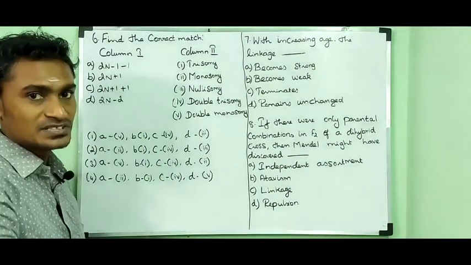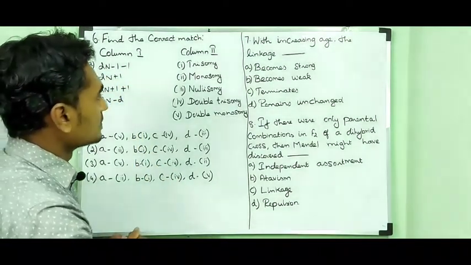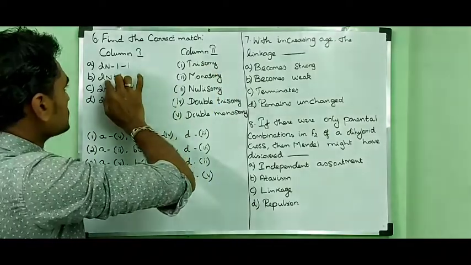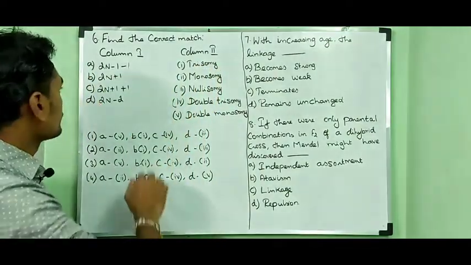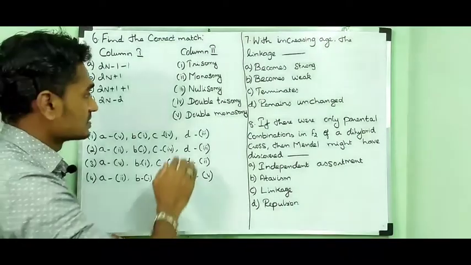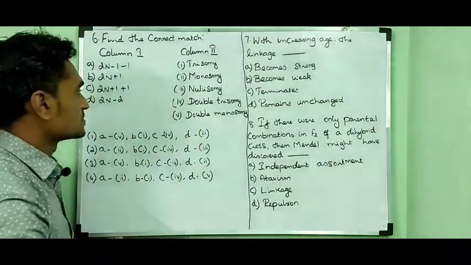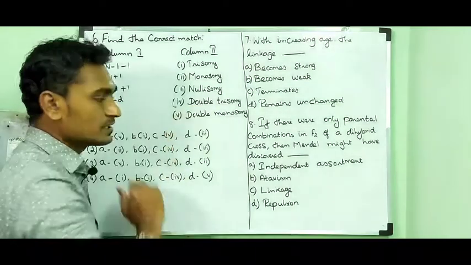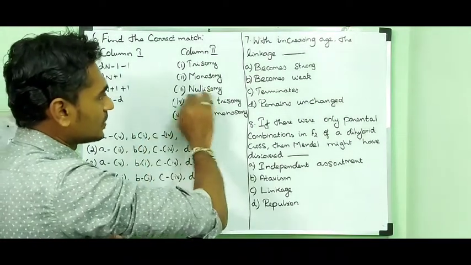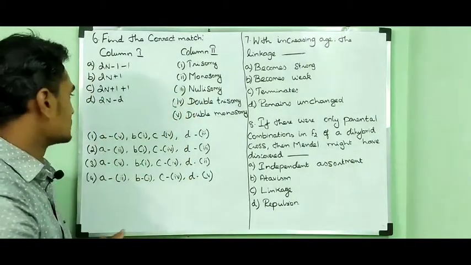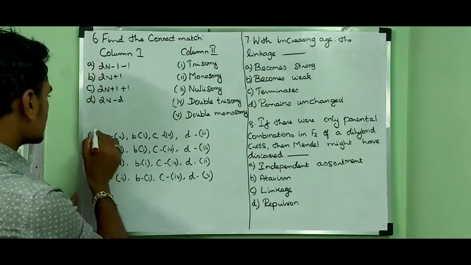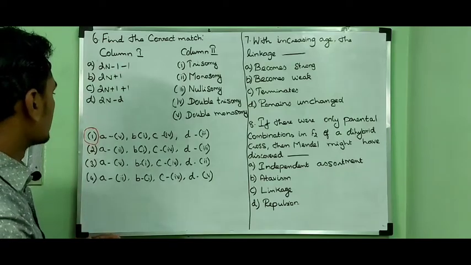B, 2n plus 1, is trisomy. C, 2n plus 1 plus 1, is double trisomy, so C matches with Roman numeral 4. D, 2n minus 2, is called nullisomy, so D matches with Roman numeral 3. So option 1 is the right answer.